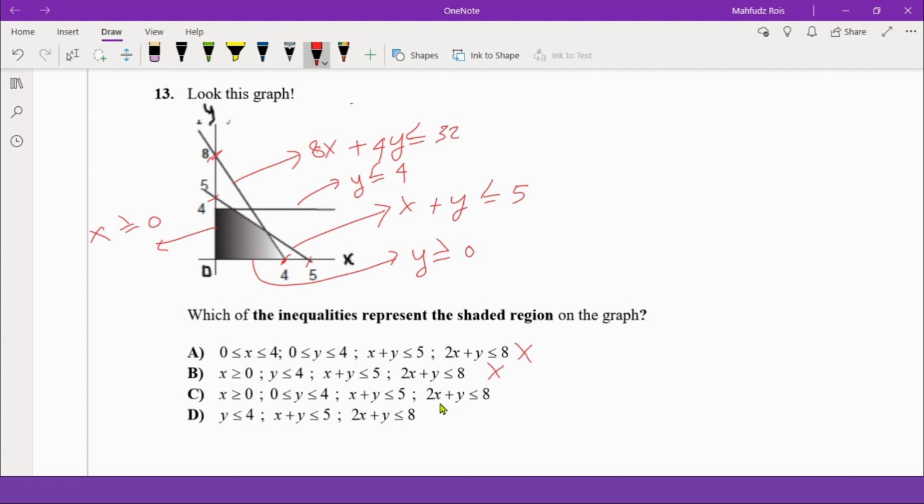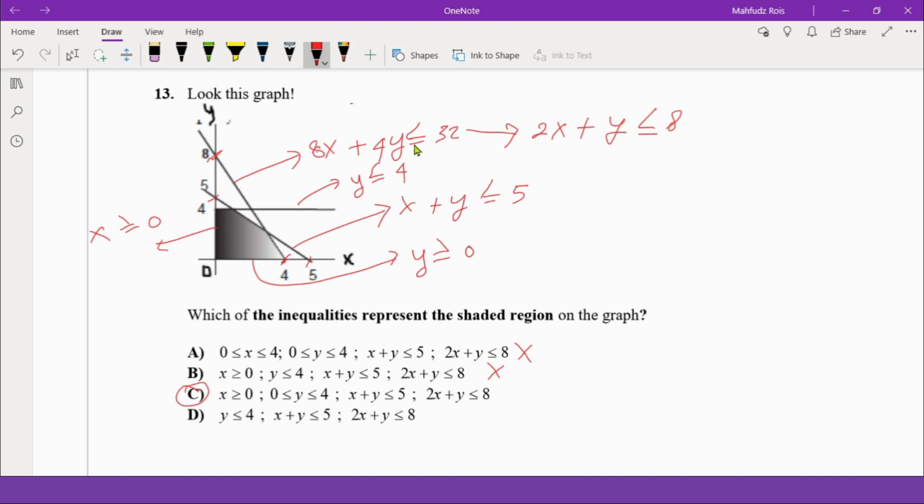This we have 2x and y. Actually, from this, if we simplify, if we divide all by 4, it will be 2x plus y less than 8. So this is true. So the correct answer actually is C. This is true. C.